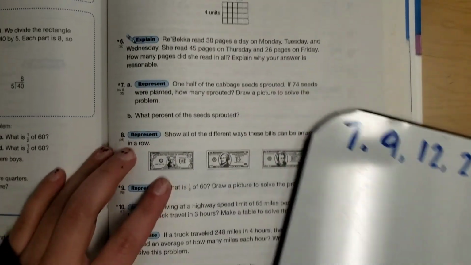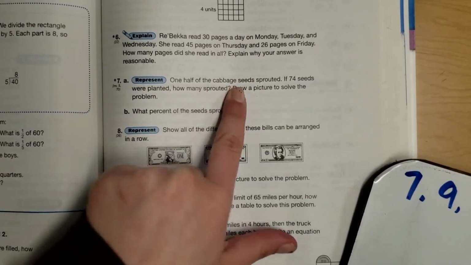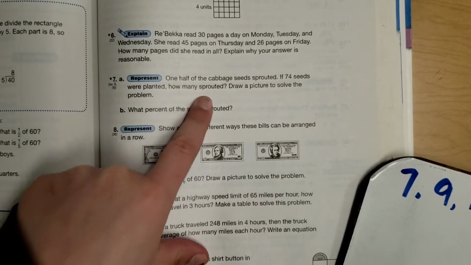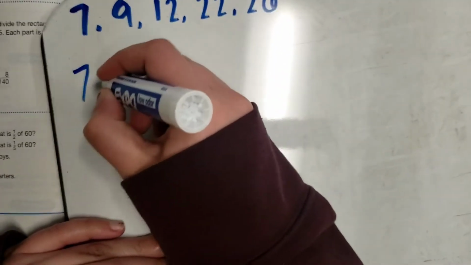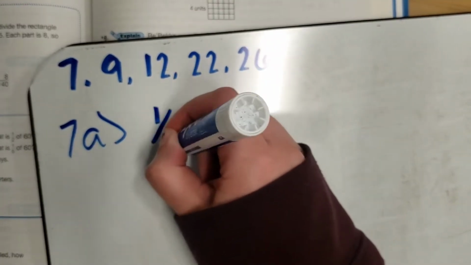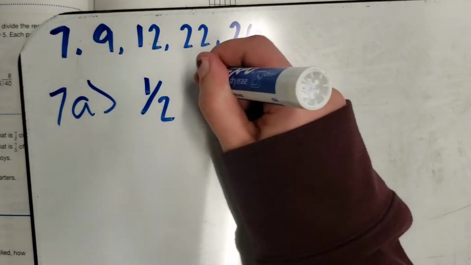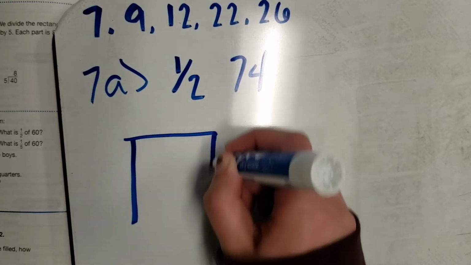So number 7 here, A says 1/2 of the cabbage seed is sprouted. If 74 seeds were planted, how many sprouted? Draw a picture to solve the problem. So 7A, here we go. 7A tells us 1/2 of the cabbage. So we know we're looking for 1/2 of 74 seeds. So 74 seeds. So we're going to draw our picture here.